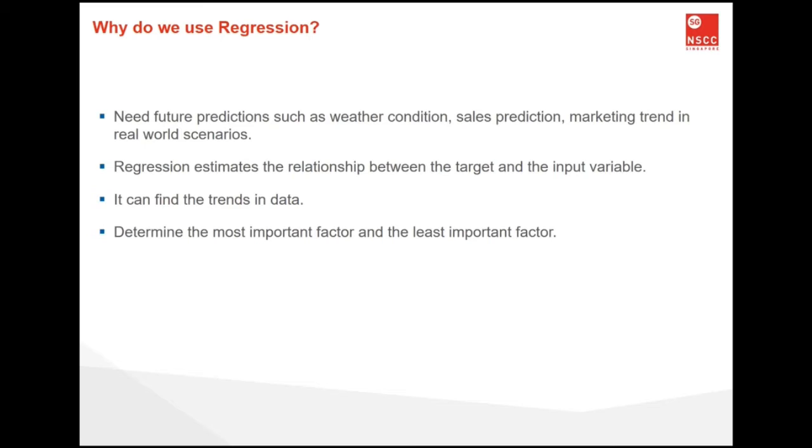As mentioned above, a regression model helps in the prediction of a continuous variable. There are various scenarios in the real world where we need some future predictions such as weather forecast, sales prediction, marketing trends, etc. For such cases, we need regression, which is a statistical method used in machine learning and data science. Regression estimates the relationship between the target and the input variable, finds the trend in data, and predicts the outputs. Moreover, by performing the regression, we can confidently determine the most important factor, the least important factor, and how each factor is affecting each other.